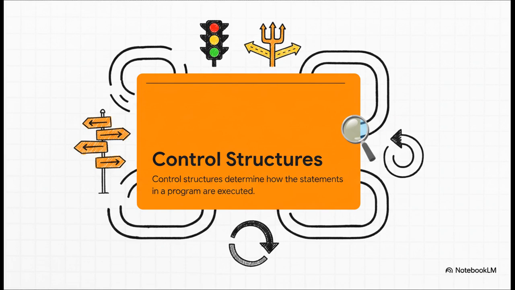The best way to think about them is like a traffic system for your code. Seriously. They're the road signs, the traffic lights, the forks in the road, all the things that tell your program exactly where to go and what it needs to do next. They literally control the flow.